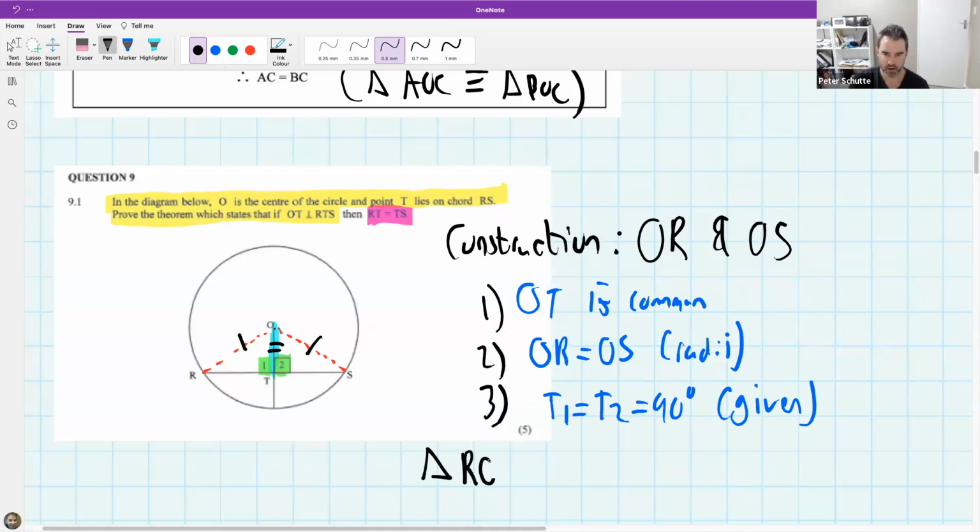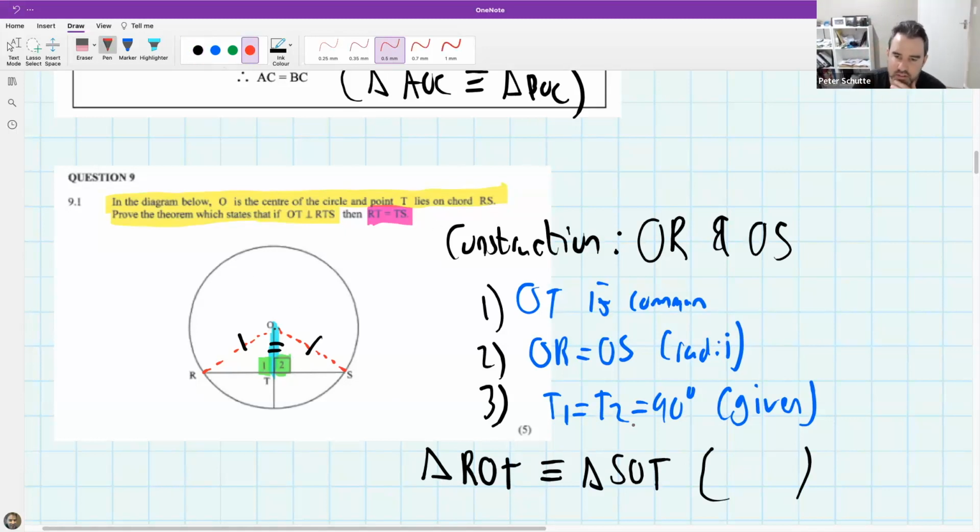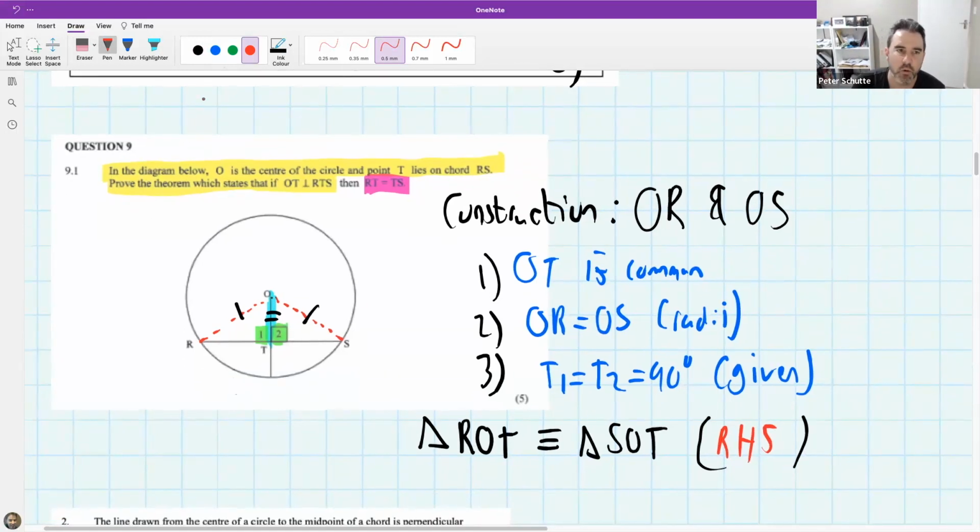So I'm going to say triangle ROS is congruent to triangle ROT, not ROT. ROT is congruent to triangle SOT, and what is the case for congruency? Notice how when I write my angles, I write them in the correct order, like the R goes with the S, the O goes with the O, the T goes with the T. So it's going to be RHS. Now, what's my last step?